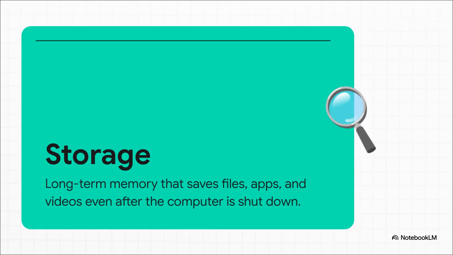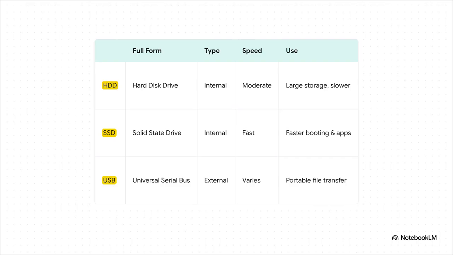Unlike RAM, storage is non-volatile. It holds on tight to your data forever, even when there's no power. Your operating system, all your apps, that paper you saved last week, it's all filed away, safe and sound in storage. Now, you've got a few different kinds of filing cabinets to choose from.